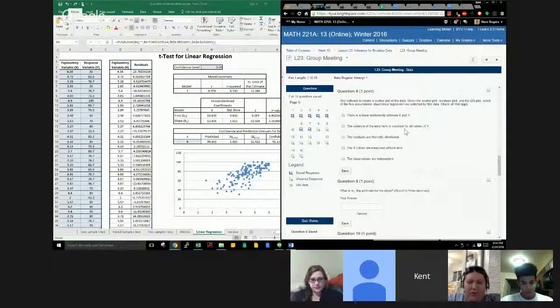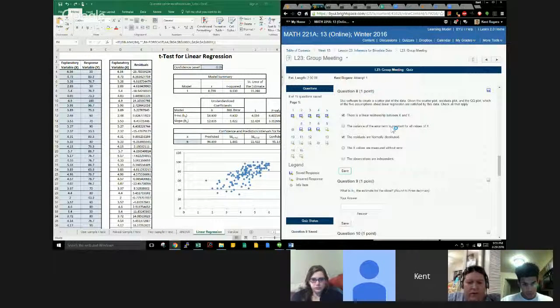Okay, use software to create a scatter plot of the data. Given the scatter plot, residual plot, and the QQ plot, which of the 5 assumptions about linear regression are satisfied by this data? All that apply. So there is a linear relationship between X and Y. Roughly. It's kind of fuzzy, but yeah. Get the cucumber hot dog shape, I guess.